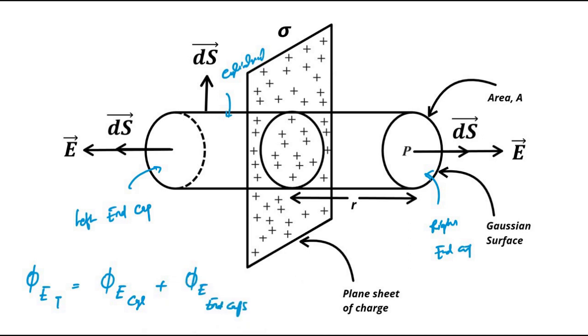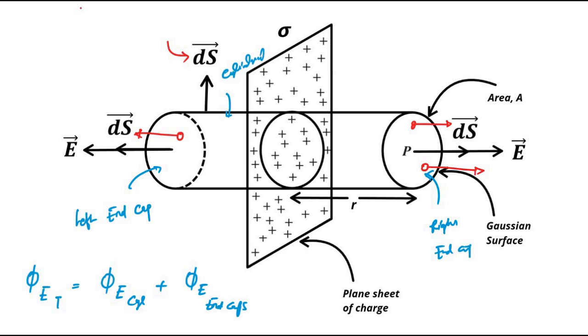Always the area vector will be pointing radially outwards. And for the end caps, the area vector will always be like this, as it is pointed here. For any small area, it will always be pointing perpendicularly, normally outwards, like this. Here also this, here also this, like this.